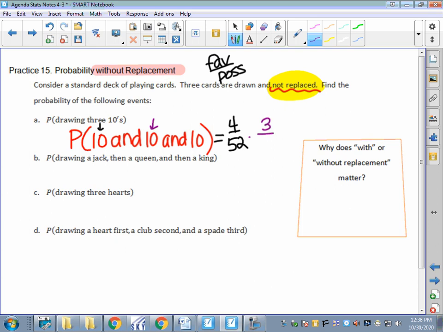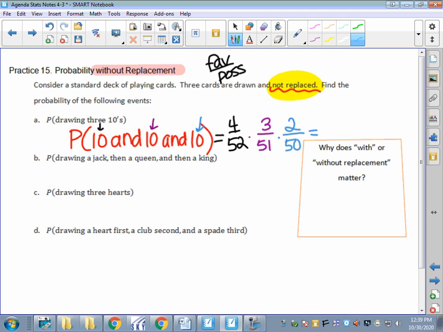How many cards do I have in my deck? Because I did take that card out, right? So now I've got 51 cards in my deck. So now I'm going to my third 10, and I'm saying, all right, well, I drew the first one, I took it out. I drew the second 10, I took it out. So now what do I have left? I have 2 10s left. Out of how many possible cards am I drawing from? That would be 50 cards. So now it's an and, so I've got to multiply in between each one of those.